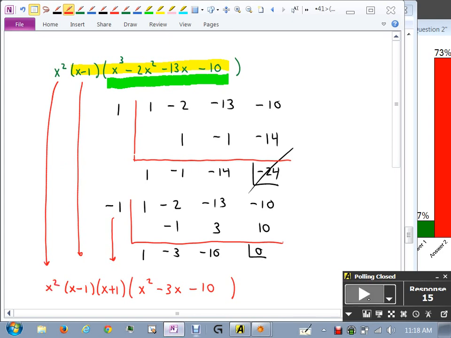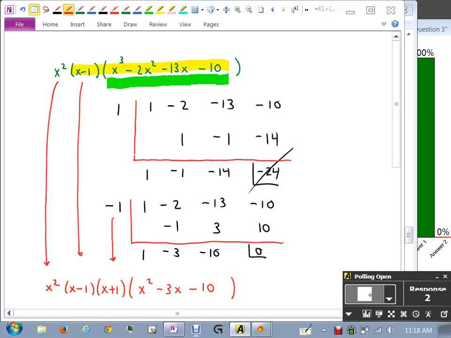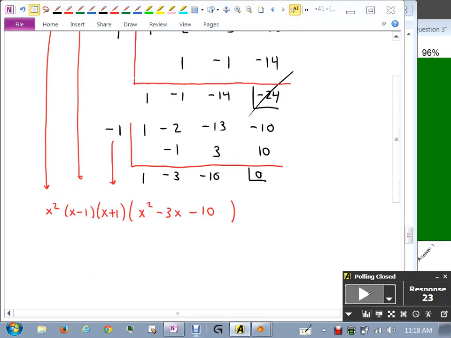All right, let's take a quick poll since I brought this today, whether or not you're good with this or not. What's that? Okay. All right. So now what we need to determine is whether or not we need to go again and do more synthetic division, or whether or not we're good to go.